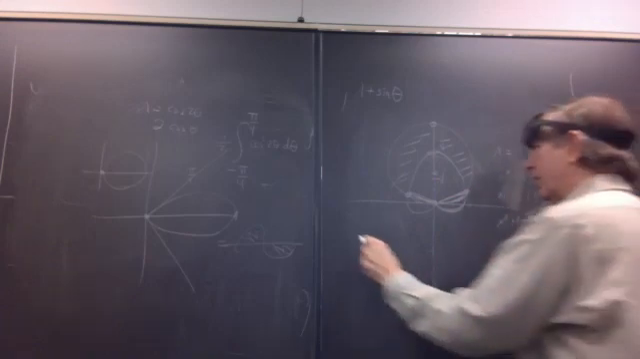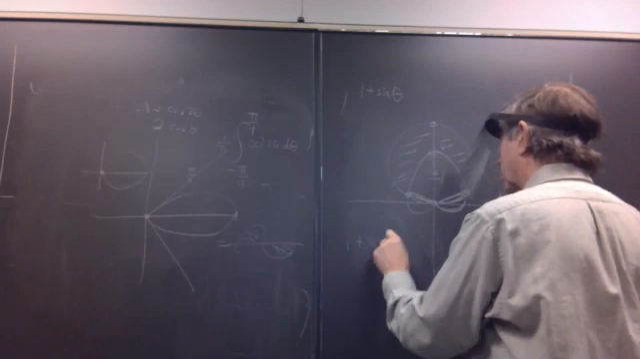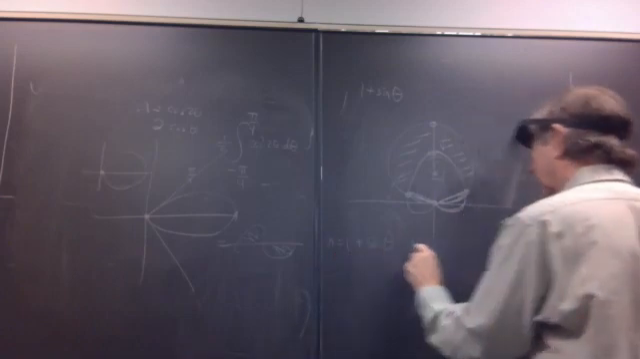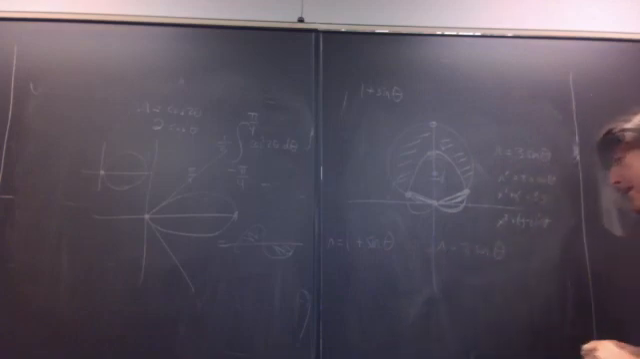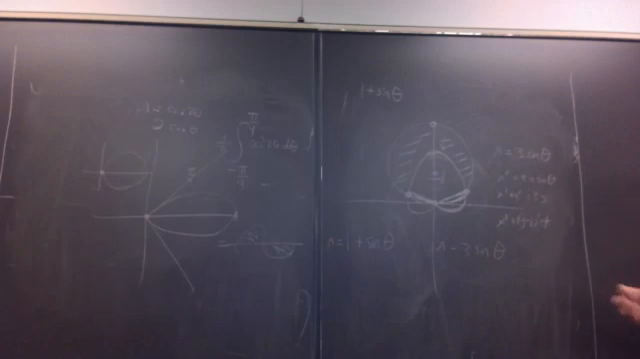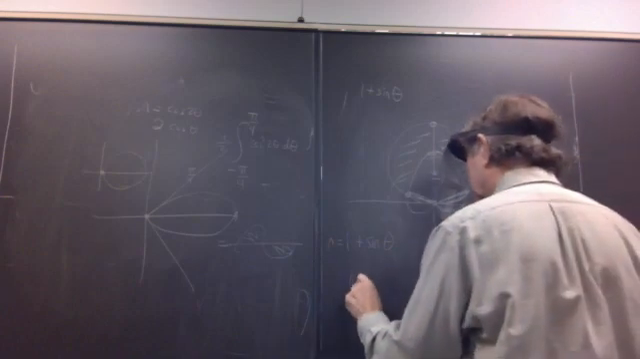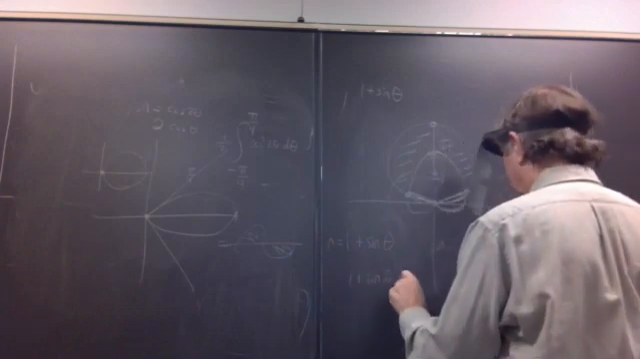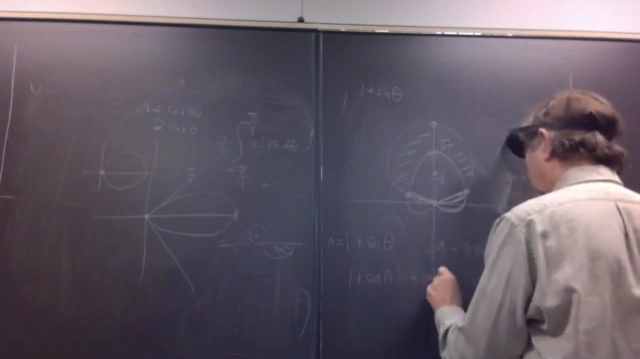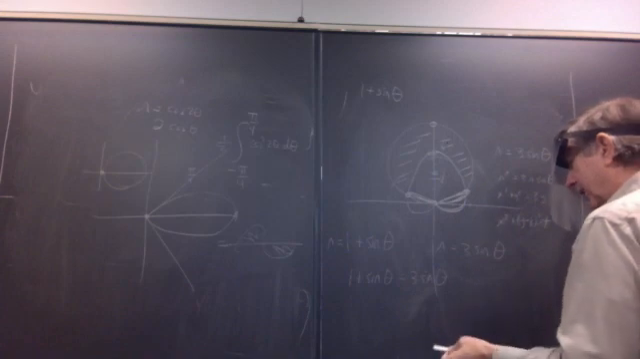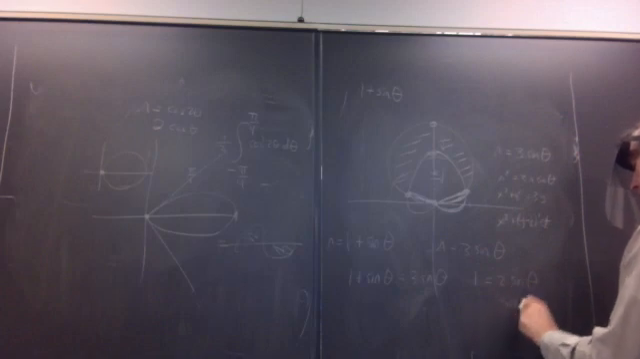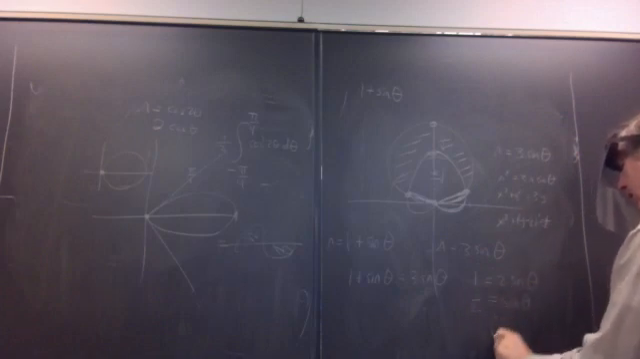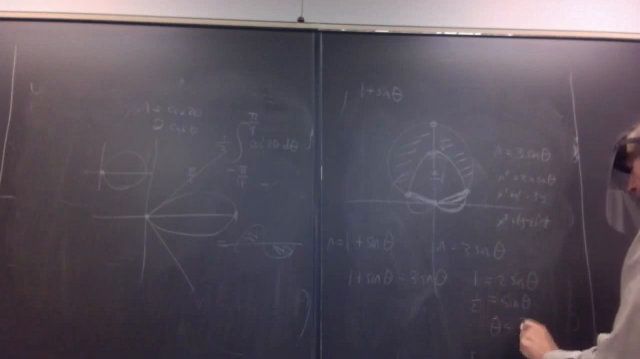Now, that's one of the places where it can be difficult, because r equals 1 plus sine theta and r equals 3 sine theta. What I need to do is find out where they intersect. If I set them equal, which I would probably think I should do, then I get 1 plus sine theta is 3 sine theta. I get 1 equals 2 sine theta. I get sine theta is a half. And that tells me that theta is pi over 6.